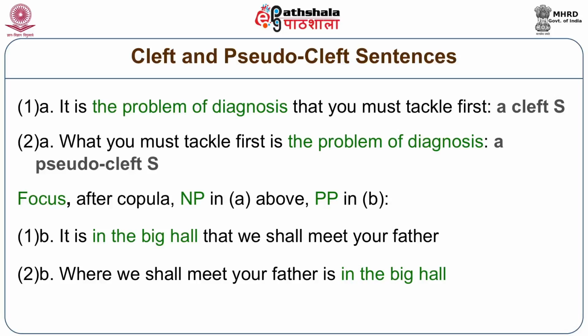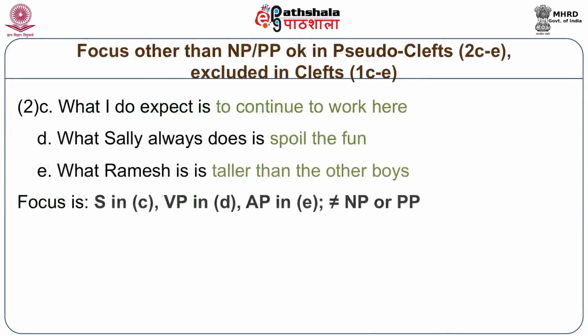The cleft construction starts with it and then has a form of the copula, the verb to be. It is, in this case. After that piece of the architecture of a cleft, you get the focus. So you get it is focus, that clause. It is the problem of diagnosis that you must tackle first. In the pseudo-cleft, the focus is on the extreme right. What you must tackle first is the problem of diagnosis. There is a really striking difference between the cleft construction and the pseudo-cleft construction.